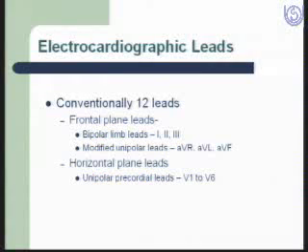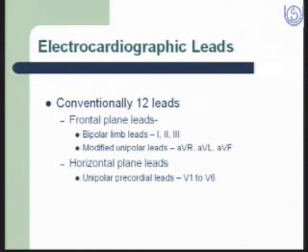conventionally the ECG records 12 leads, which are the frontal plane leads and the horizontal plane leads. The frontal plane leads record the bipolar limb leads, which are lead 1, lead 2 and lead 3, and modified unipolar limb leads, which are the augmented right, which is known as AVR, AVL and AVF. R stands for the right arm, L stands for left arm, and F stands for foot.